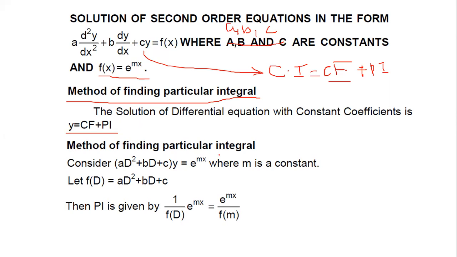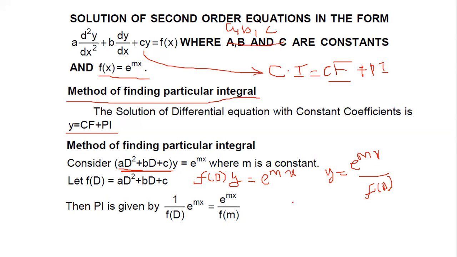The method to find the particular integral is to consider (a D square plus b D plus c) into y equal to e power mx, where m is a constant. So it is f of D. So f of D into y equals e power mx. What is y here? Y equals e power mx by, cross multiplying, f of D.